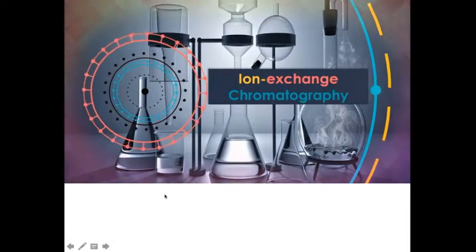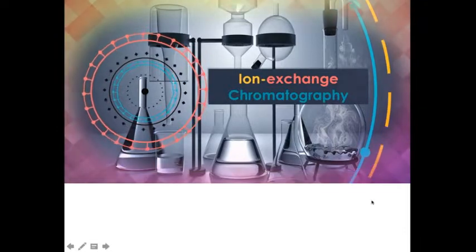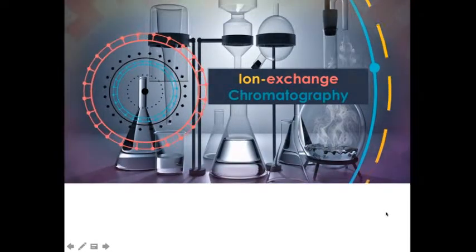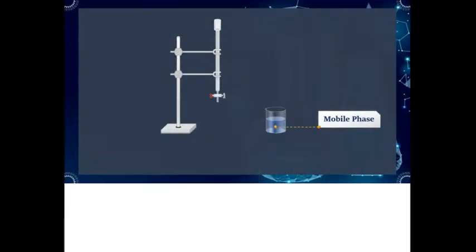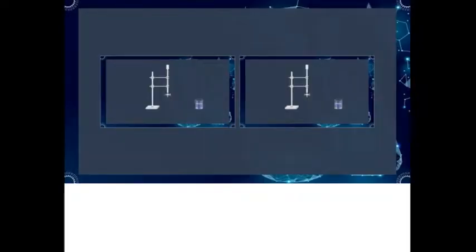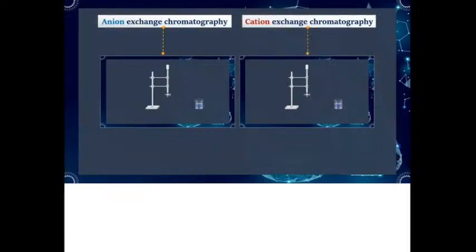Ion chromatography is a process that allows the separation of ions and polar molecules based on their charge. As with other forms of chromatography, in ion chromatography, there is a mobile phase, which generally consists of a buffer solution, and there is a stationary phase which consists of a matrix that contains charged ionizable functional groups. This type of chromatography is subdivided into anion exchange chromatography and cation exchange chromatography.